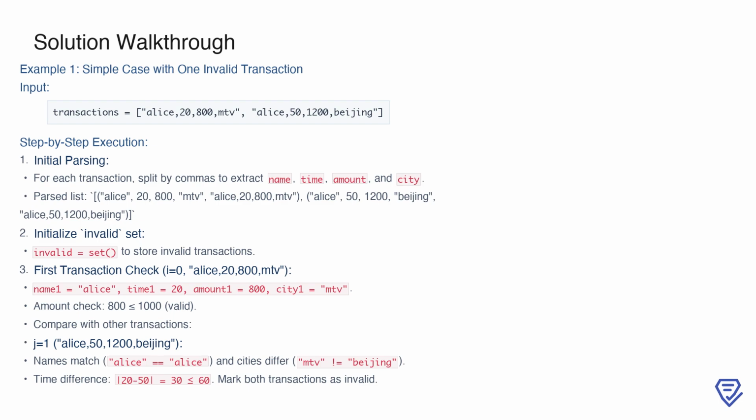Next, we initialize an empty set called invalid to track any transactions deemed invalid. For the first transaction, Alice, 20, 800, MTV, we check if the transaction amount exceeds 1,000. Since 800 is within the limit, the transaction is valid based on the amount. However, we then compare this transaction with the second one, Alice, 50, 1200, Beijing. Since the names match, the cities differ, and the time difference is within 60 minutes, both transactions are marked as invalid. These transactions are added to the invalid set, which will eventually form our output.